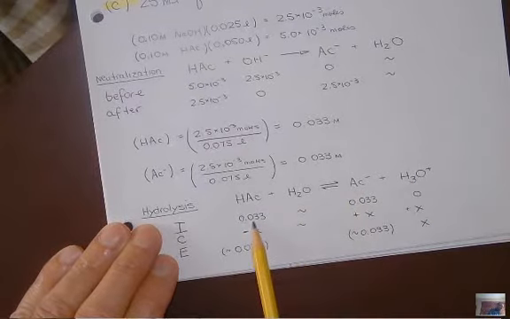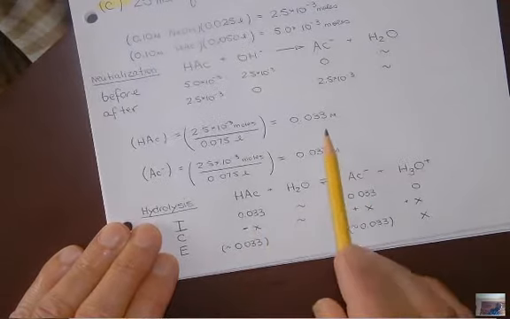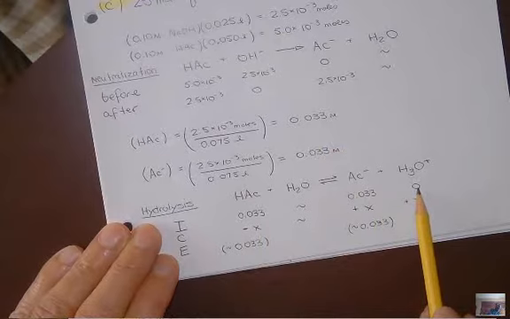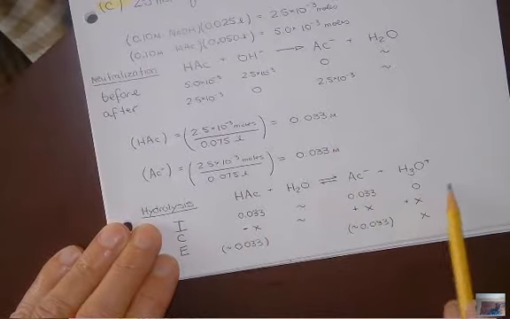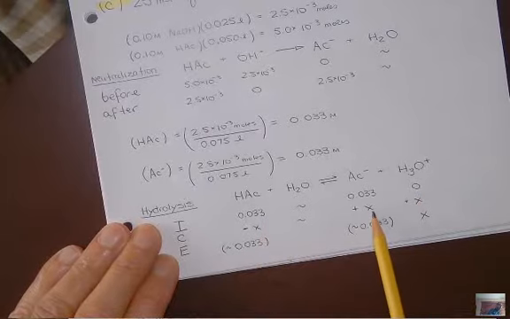You start out with 0.033 here. You start out with 0.033 here. Those are just from here. You don't have any hydronium yet, right? It's 10 to the minus 7, but that's basically 0. This guy goes down by x. This guy goes up by x.